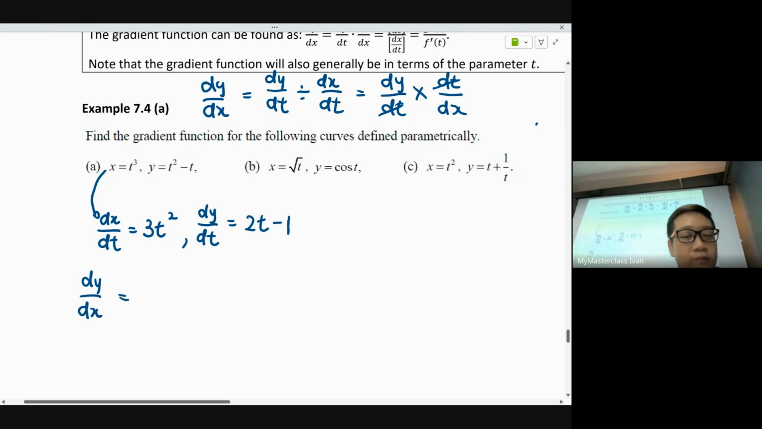Be careful. People like Jalen are going to get careless. He's going to use 3t squared divided by 2t minus 1, right? Then it's better you write down dy dt. The dy must come first, divided by dx dt. Okay, Jalen, tell me the final answer.